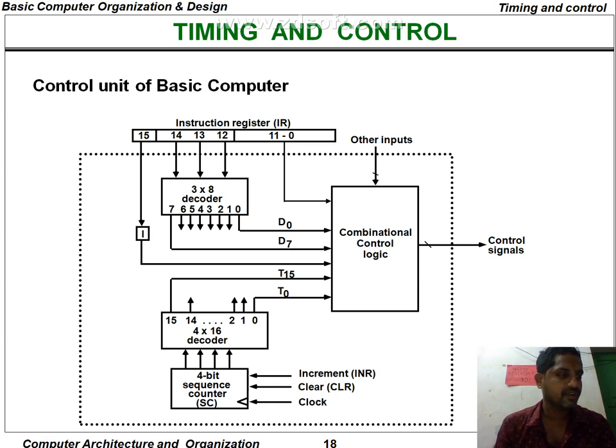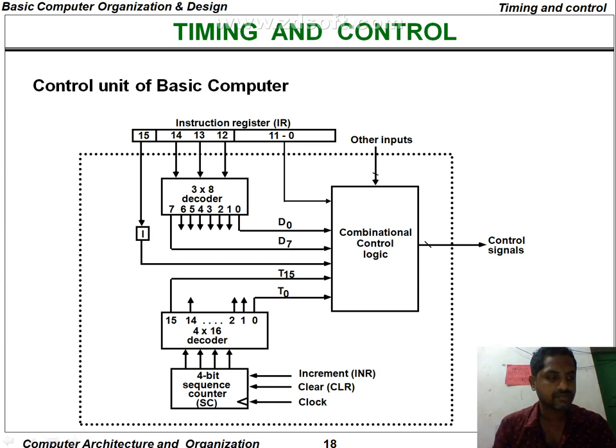See here, we divide the instruction register into different parts. Bits 0 to 11 are connected to the combinational logic, and the 3-bit opcode is connected to the decoder, and the first bit is the I bit. The operation bits 12 to 14 are decoded with the 3x8 decoder, and the 8 outputs of the decoder are with the symbols D0, D1, D2, D3, D4, D5, D6, D7. This is D0 through D7.